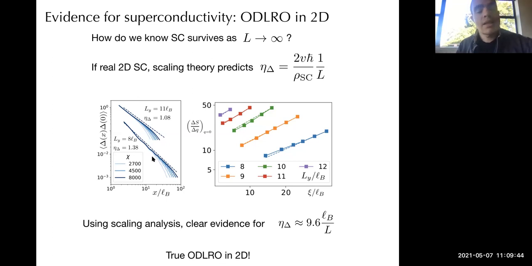So we can formalize this into a nice scaling argument to automate the procedure rather than fitting lines by eye. There's a 2-parameter scaling collapse that we can do in the distance and circumference. And you very nicely see that for all circumferences from 8 to 12, which is the largest we can do, we get clear evidence that the exponent scales exactly as 1 over L. So this indicates that the superconductor actually survives in 2D.